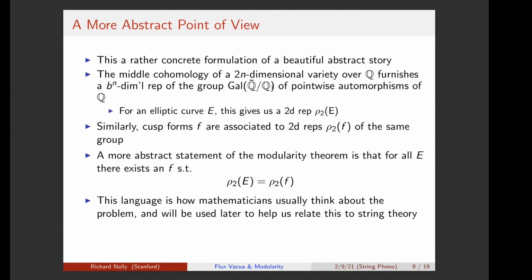The details of this group don't really matter. What matters more is the fact that I have a b_n dimensional representation. And so for an elliptic curve E, b_1 is 2. So we have a 2D representation rho.